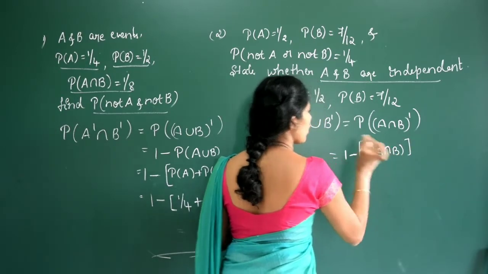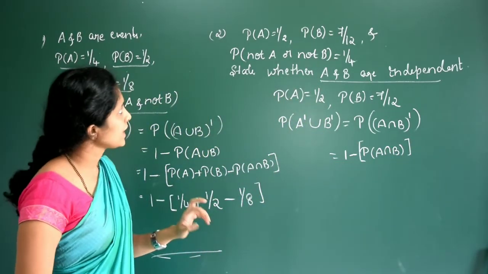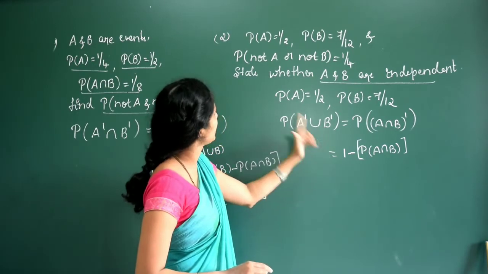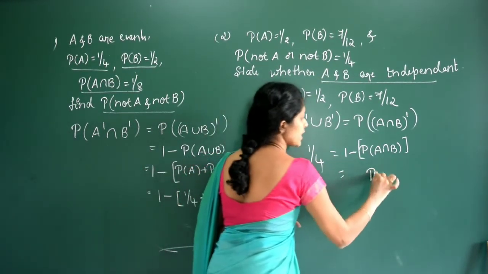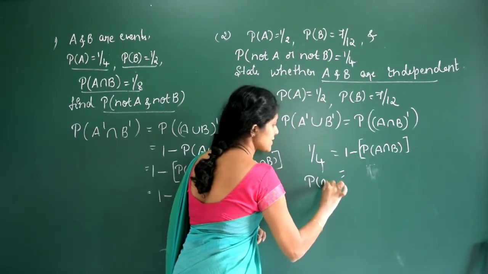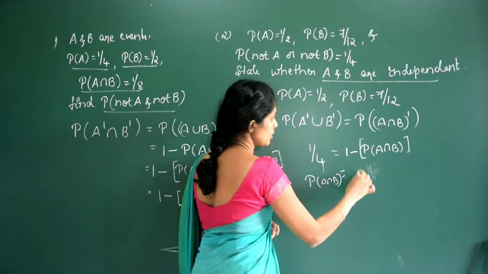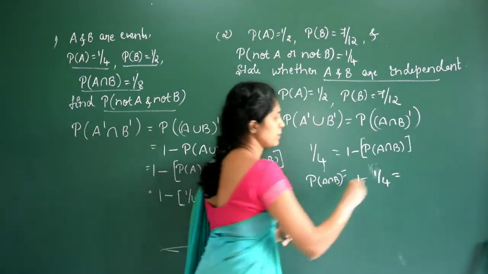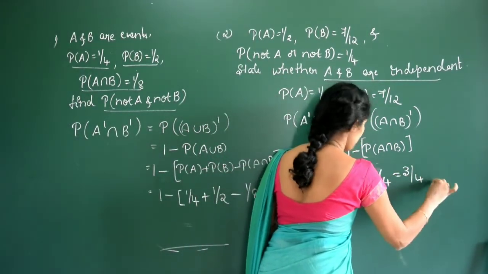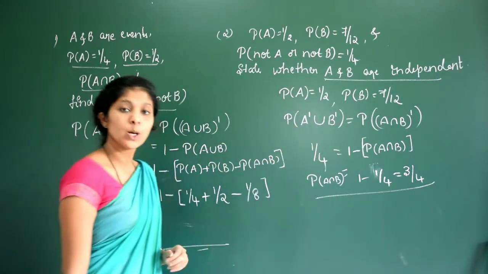1 minus P of A intersection B. Here P of A dash union B dash is given as 1 by 4. By using this we can write P of A intersection B is equal to 1 minus 1 by 4, right? So 1 minus 1 by 4 will be 3 by 4. Now we got P of A intersection B is equal to 3 by 4.